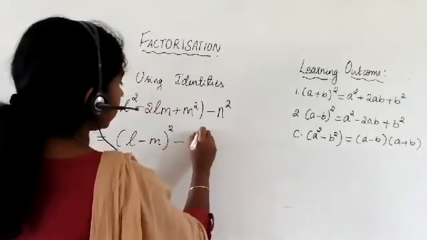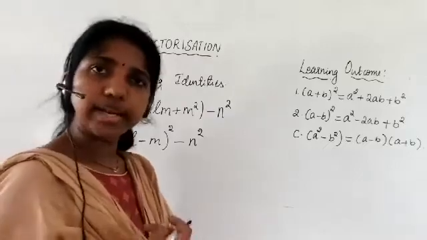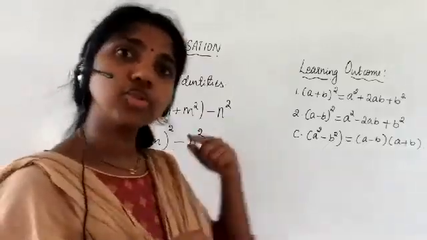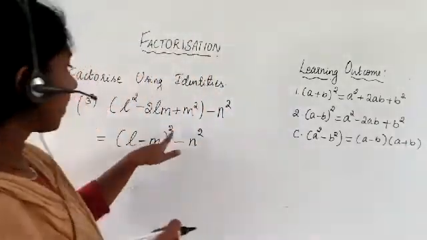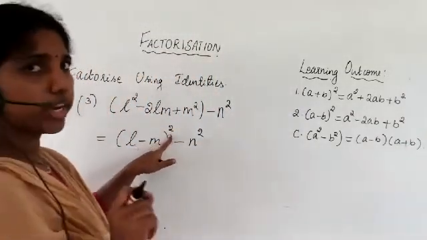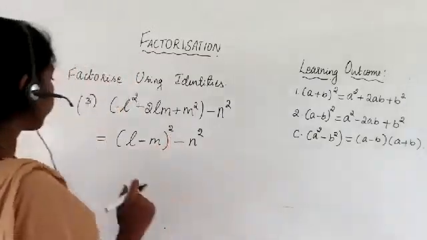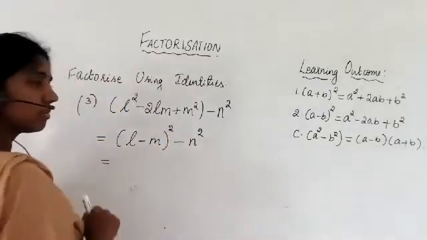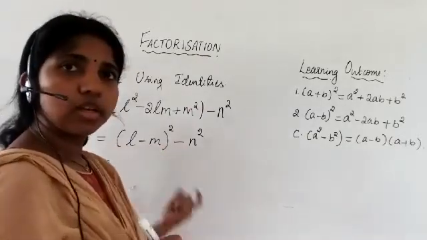Minus n square. This can be written L minus m or m minus L. It doesn't make any difference, because a negative to an even power is positive. So the power is even, so you can take m minus L or L minus m. It doesn't make any difference. So that will be equal to, now we have this as one term, this as the other term. So we have only two terms.